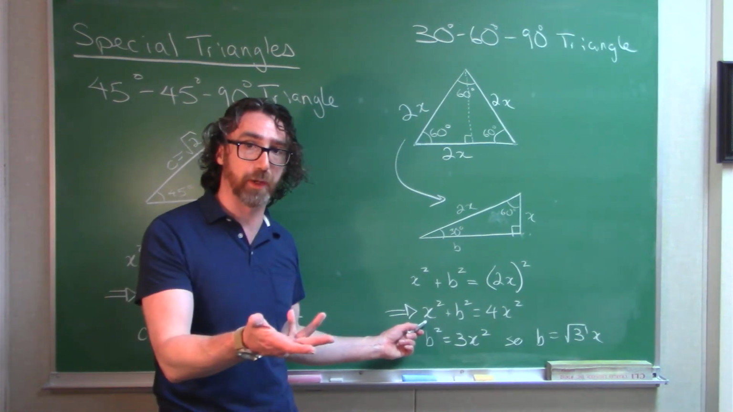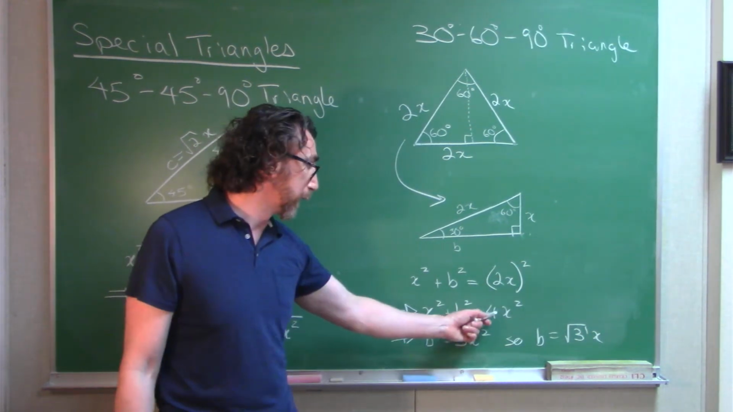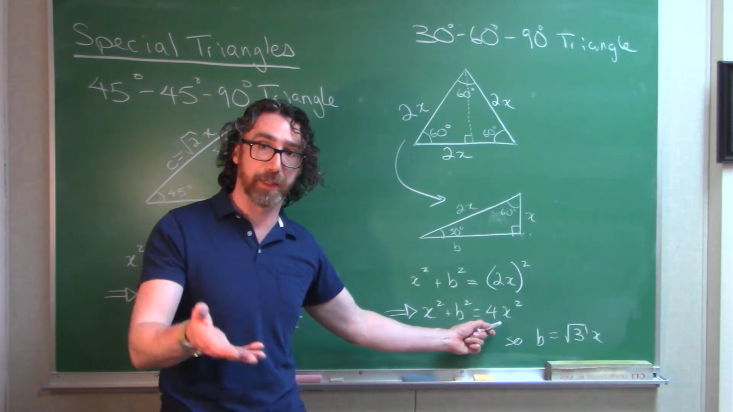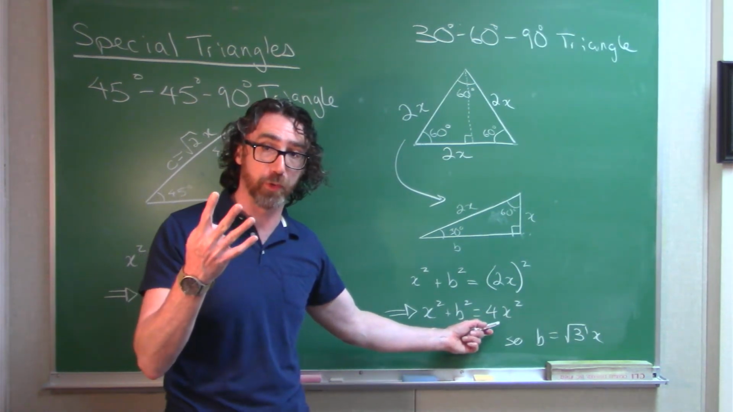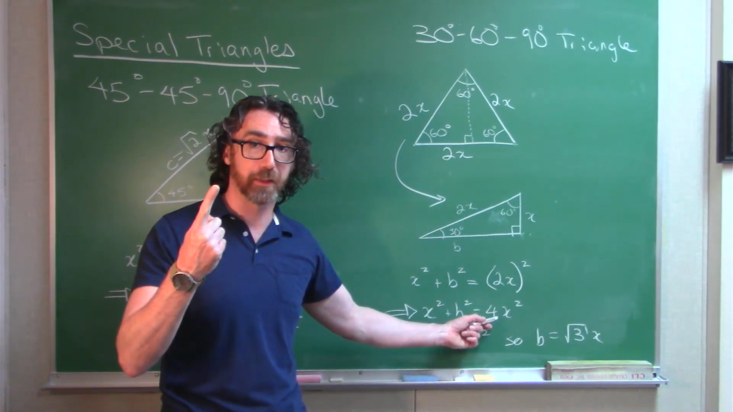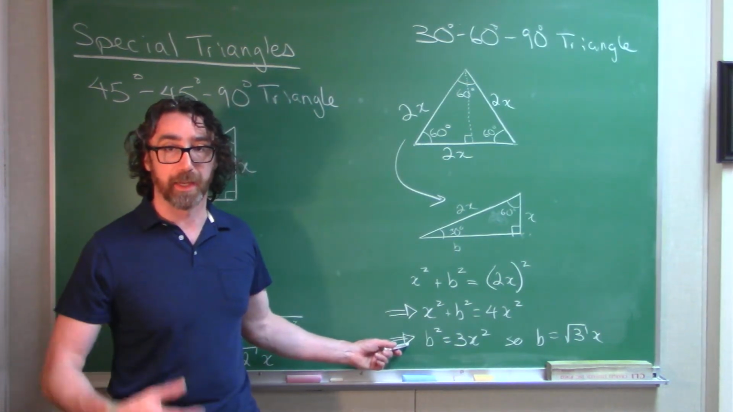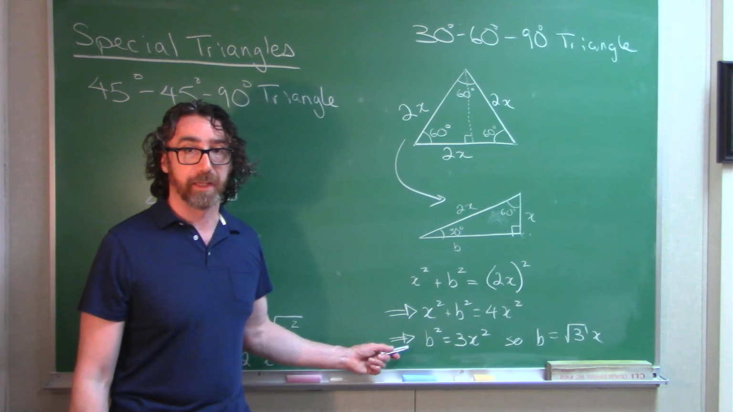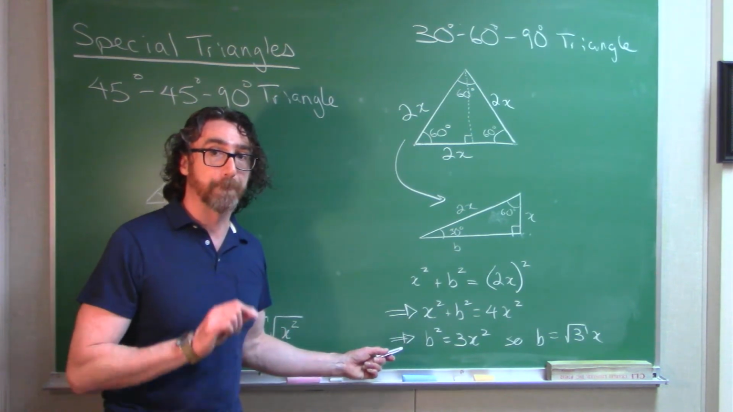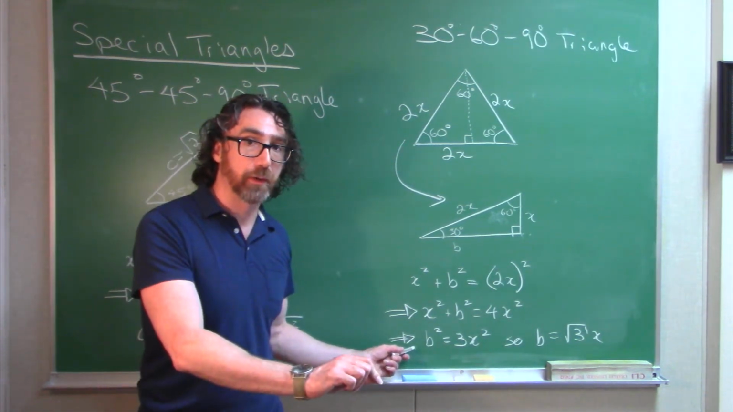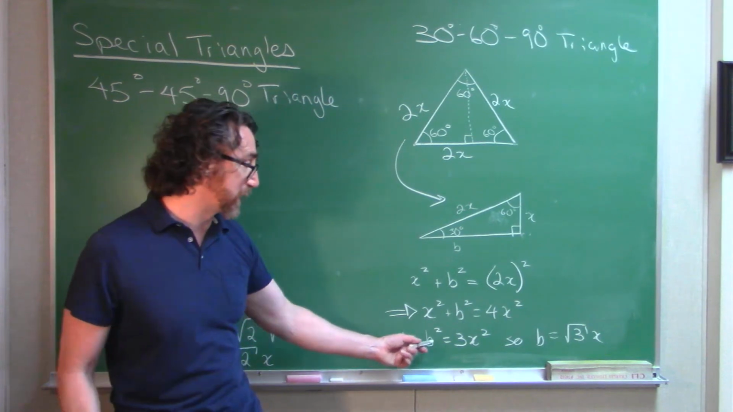I don't want the x squared anymore, I've got to subtract it away. I had 4x squared on the right hand side. If I have 4 of those and I take away one copy of x squared, that leaves me with 3x squared. And now we've got to remember that we have solved for b squared. We've got to go take square roots to get b.